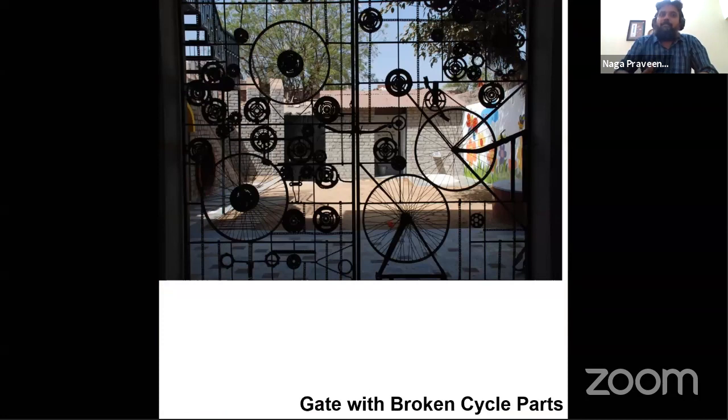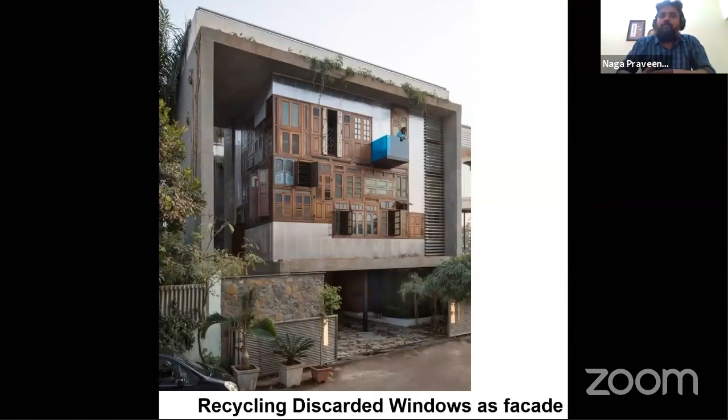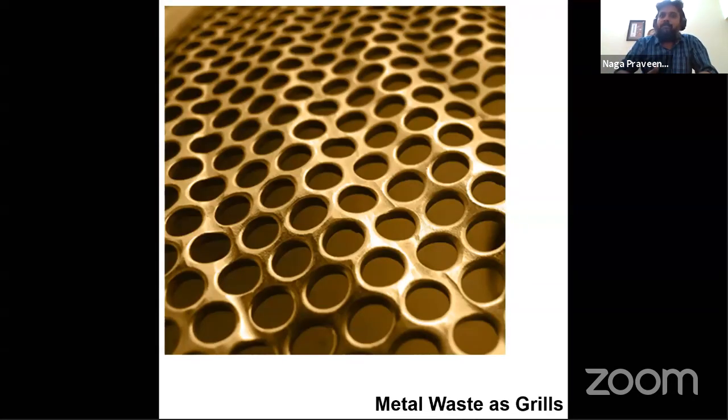For example, we pick up all the scrap from the bicycles, etc. and start using them in terms of railings or gates. Broken tiles are also not left alone. They are also used in some part or the other. This is a wonderful example in Bombay where they have used all the broken windows and stuff. Or use metal which is left out from industries.